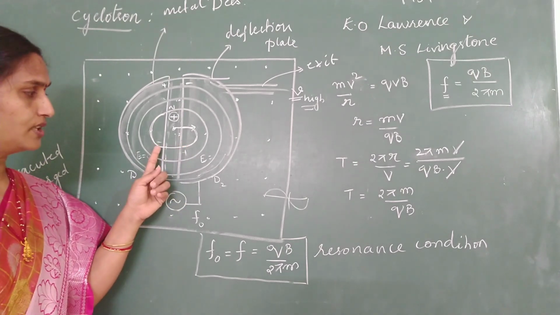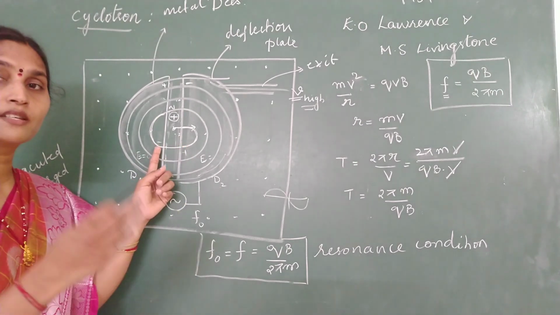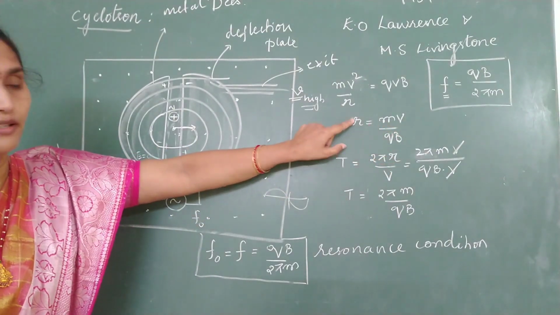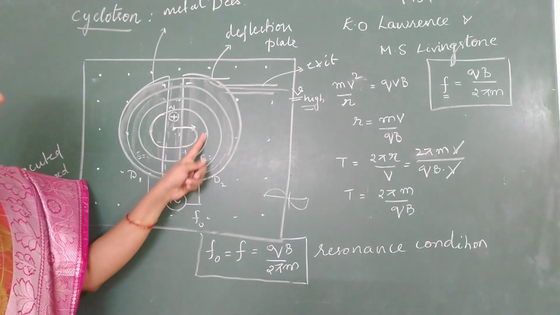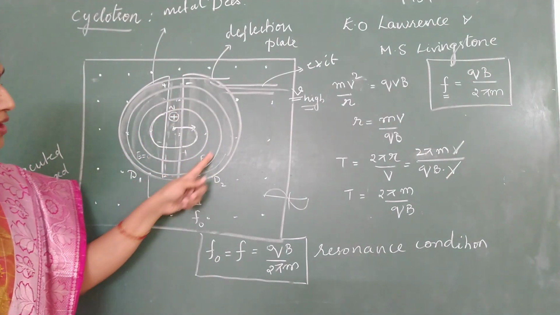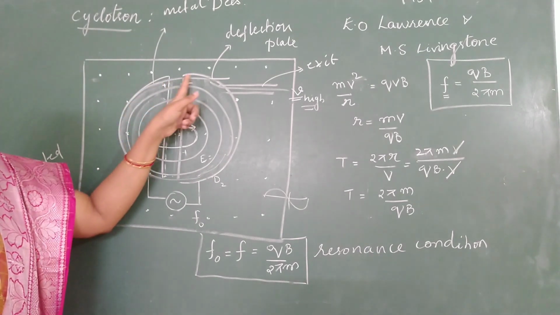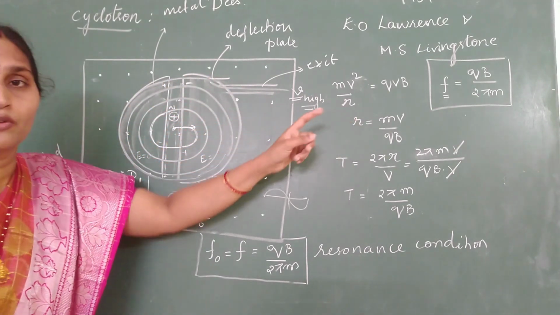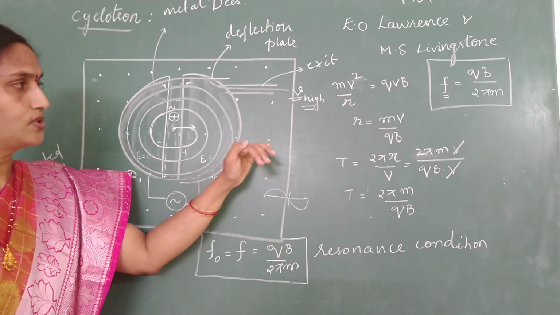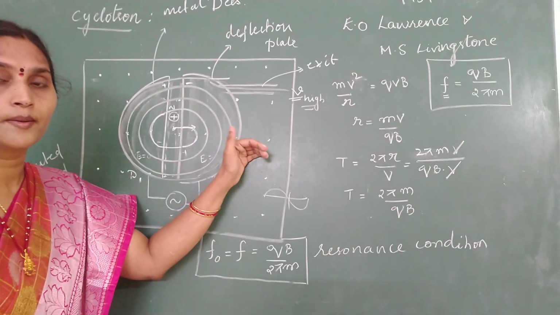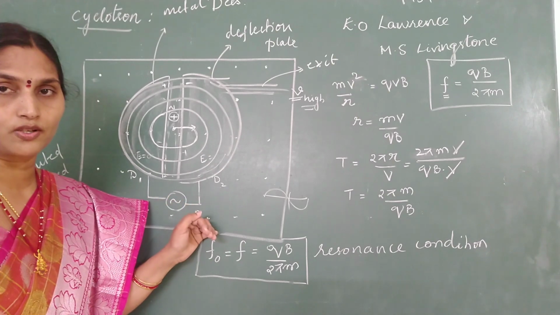And as it is entering from one plate to another, speed is increasing. If speed increases, radius also will increase. So radius keeps on increasing. The particle is going out round and round in a spiral path. And when it reaches this deflection plate, it will come out with a high speed. So this is how we can increase the speed of a charged particle by making use of a cyclotron.